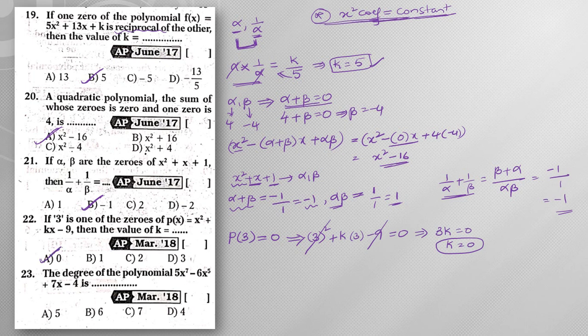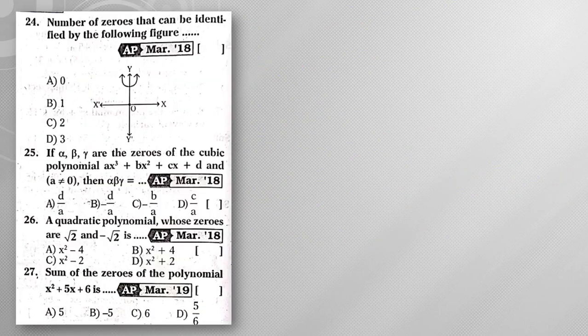Next, the degree of the polynomial. So degree of this particular polynomial. So what is the highest power of this? So highest power is 7. Hence the answer is 7. Next, moving on to question number 24.